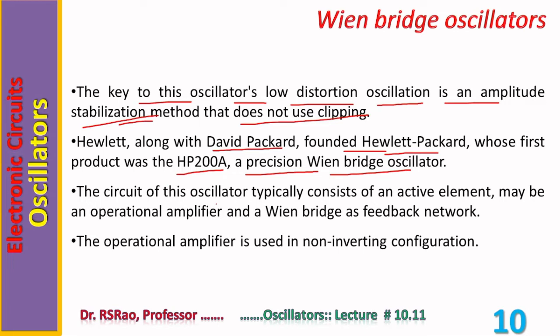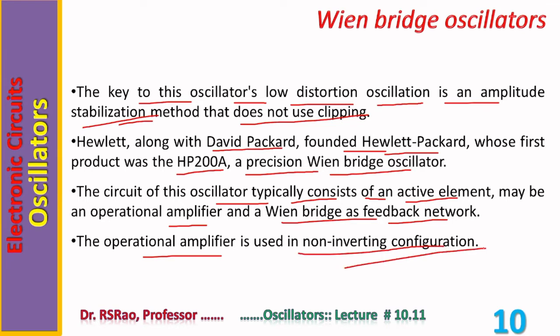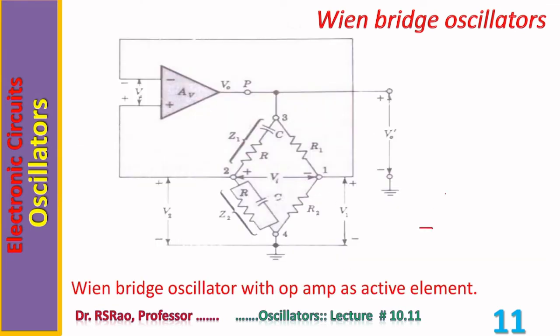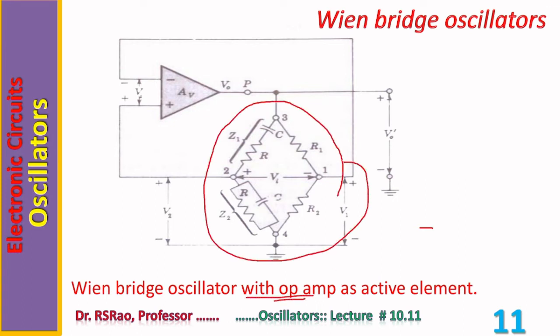The circuit of this oscillator typically consists of an active element, maybe an op-amp, and a Wien bridge as feedback network. The operational amplifier is used in non-inverting configuration. Wien bridge oscillator circuit. This is the Wien beta network. This is the basic amplifier. The output of the amplifier is given to the Wien bridge. The output of the amplifier is connected to the input terminals.